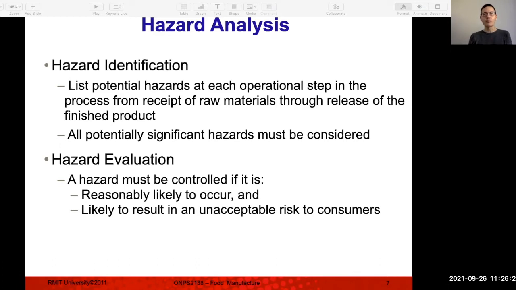And it's important to remember all potentially significant hazards must be considered. Even if there's a small chance that a particular point in your processing may result in a significant hazard, then it has to be included. Then you go through and evaluate those hazards, and if you identify that it's reasonably likely to occur and it's likely to result in an unacceptable risk to consumers, then that hazard must be controlled.